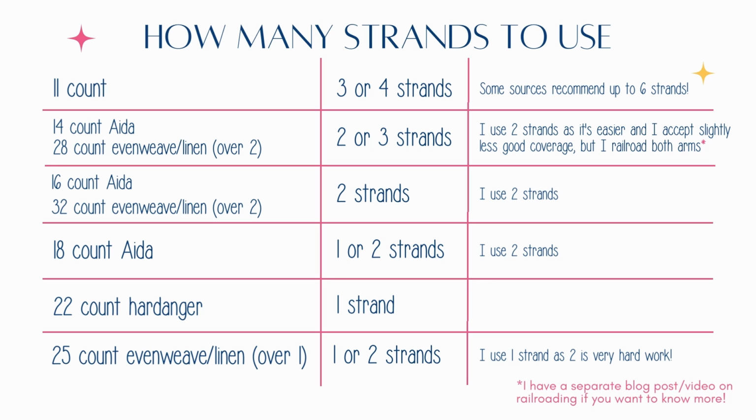For 14 count Aida or 28 count even weave or linen stitched over 2, the recommendation is 2 to 3 strands. And although I do like the extra coverage of 3 strands, I only ever use 2 because it's easier as I can use a loop start. But I will generally railroad both arms to get better fabric coverage.